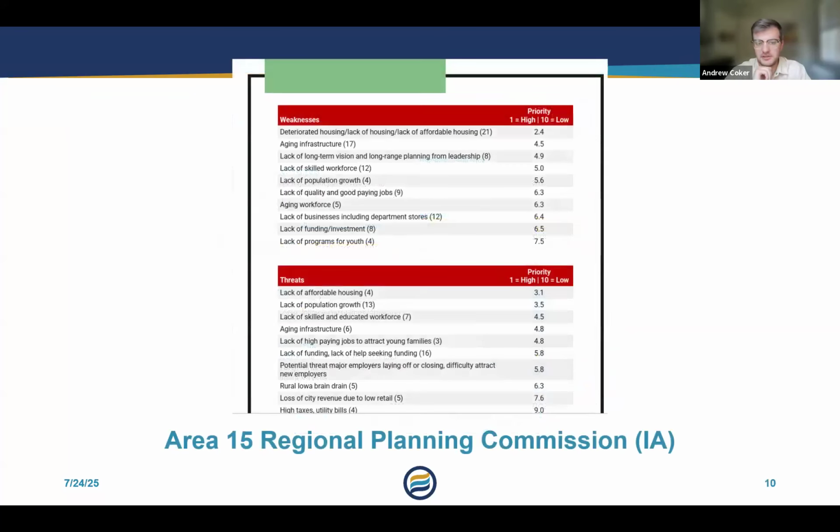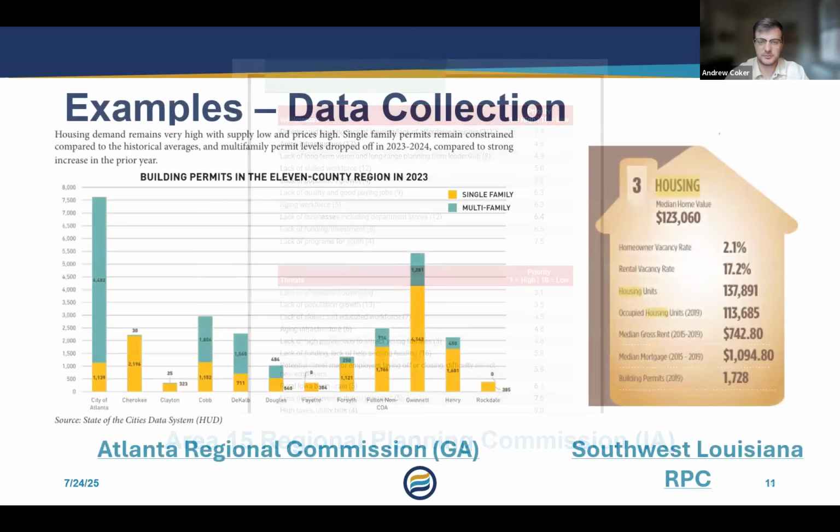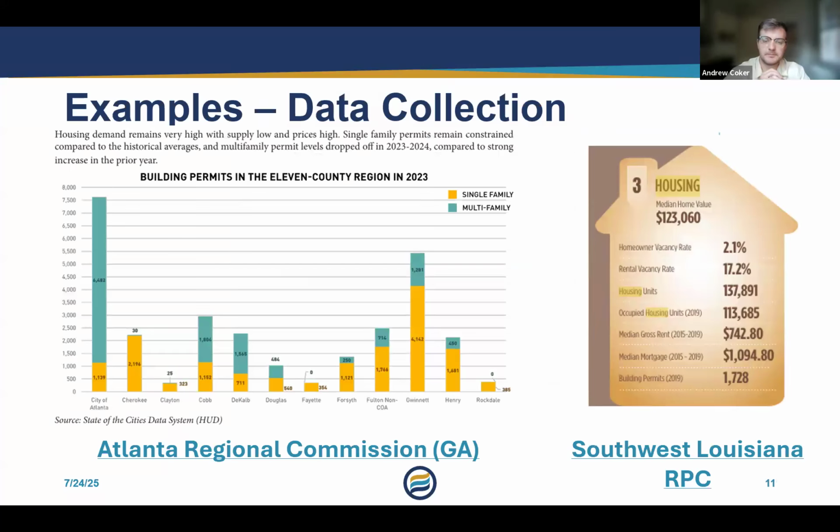Another example, Area 15 RPC in Iowa. This is their priority rankings of their SWOT analysis and the feedback they got from their communities. You can see right at the top on both sections, weaknesses and threats, deteriorated housing, lack of affordable housing, and then you look down and it's lack of affordable housing there as a threat as well, and a lack of population growth. So really some clear examples of how they're presenting this information as a regional priority.